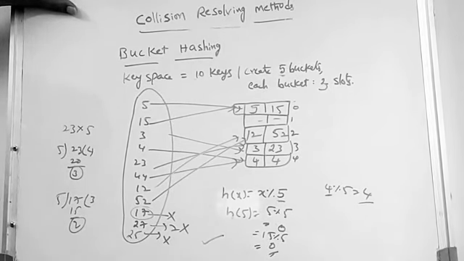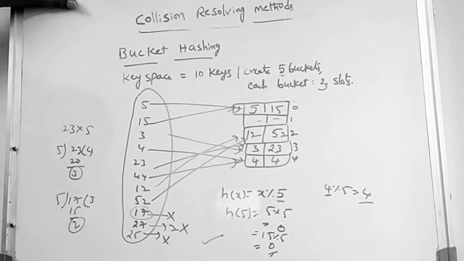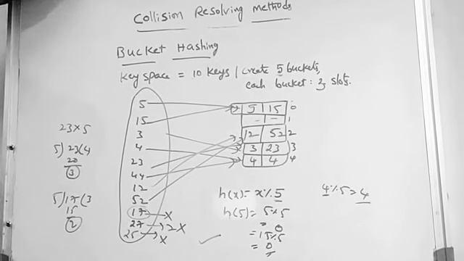Next, the last topic we have discussed is bucket hashing, and next is double hashing, which is the last topic in the 4th unit. We will discuss double hashing later. Thank you.